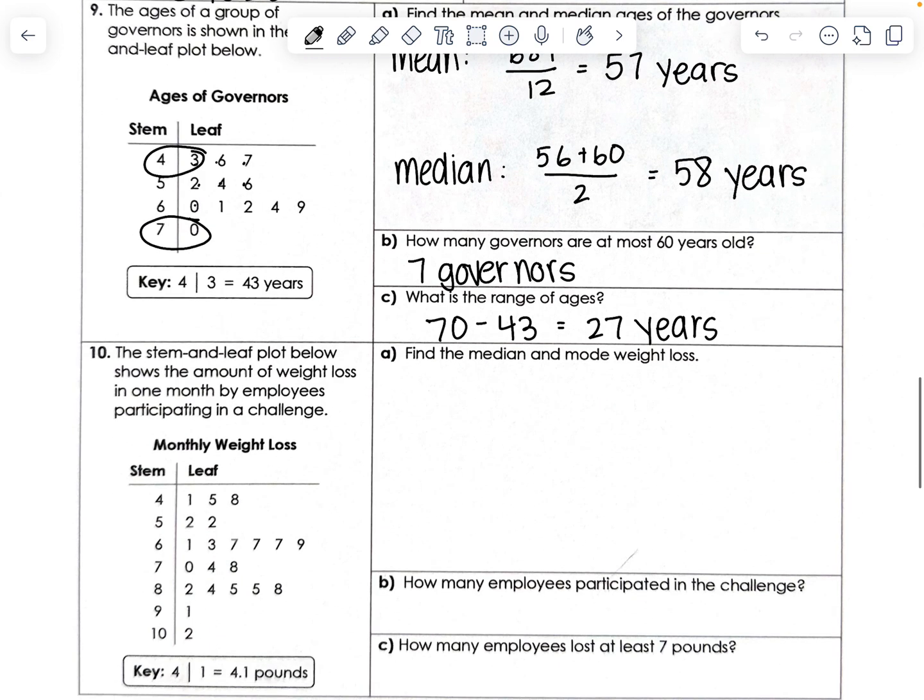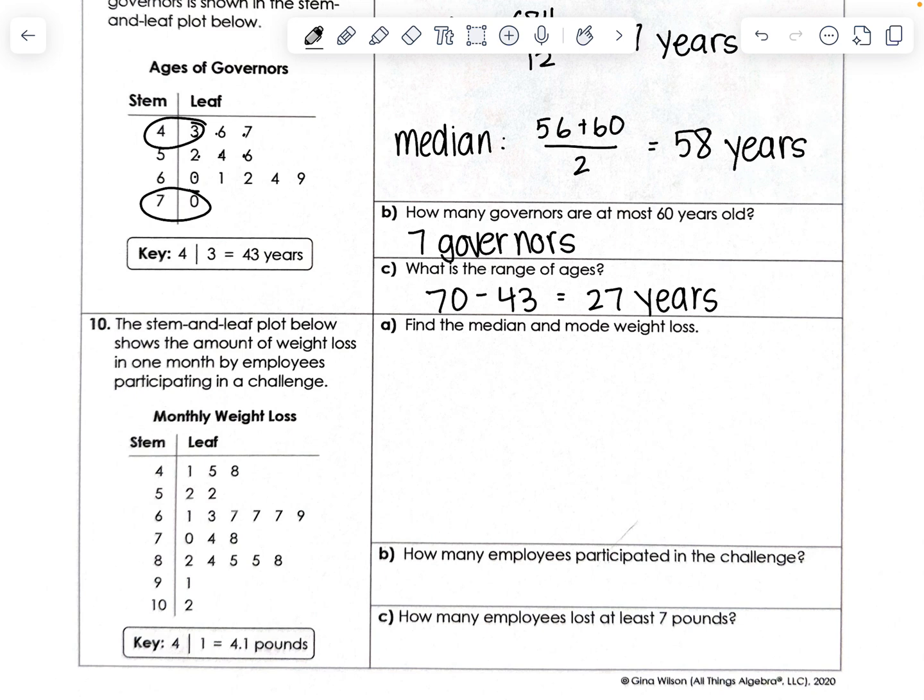Okay, so you're going to do the same thing for number 10. Look at the stem and leaf plot, find the median and mode this time. And then how many employees participated in the challenge, and how many employees lost at least 7 pounds. That means it's going to be 7 pounds or greater.